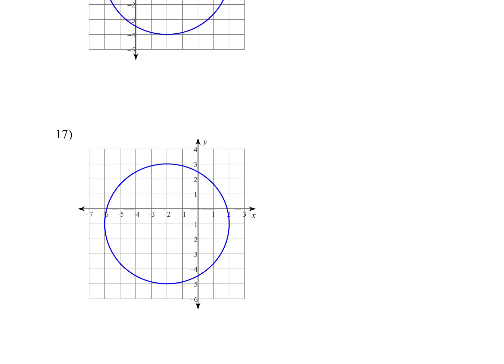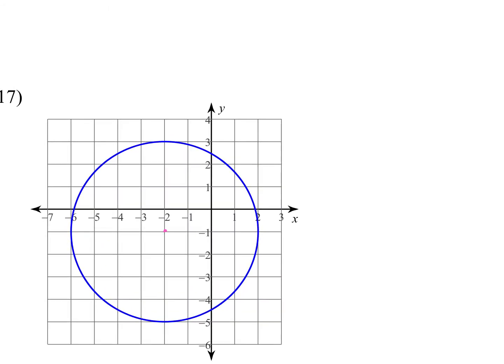All right, 17. First, let's figure out our center. That would be right there. Our point for our center is -2, -1, because we go to the left 2 and down 1. So when we plug that into our formula for our circle, we have x minus -2. When you have minus a negative number, it becomes plus. So x plus 2 squared plus y, again we have minus a negative number, so y plus 1 squared.